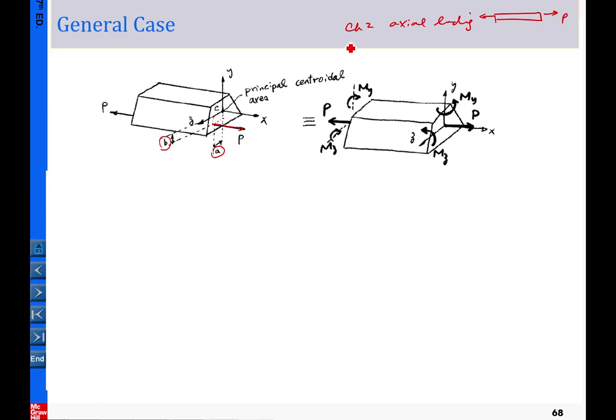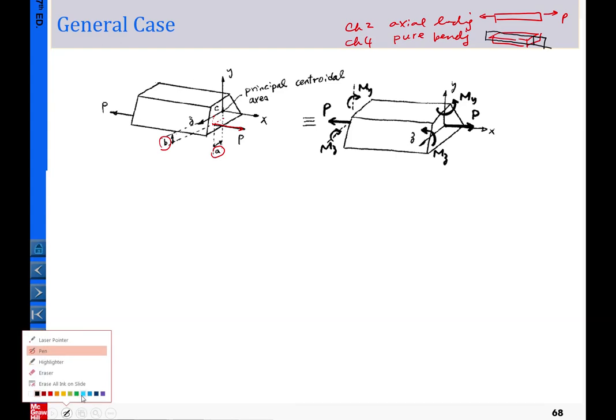Also, the template in chapter 4, which we learned in this chapter, is about pure bending. We consider a beam that is symmetric in the cross section, and over that beam we apply symmetric loading, such that the loading is applied in a plane of symmetry. Here I plot the plane of symmetry, which is the plane passing through the centroid of the cross section, and over the plane we have the bending applied.